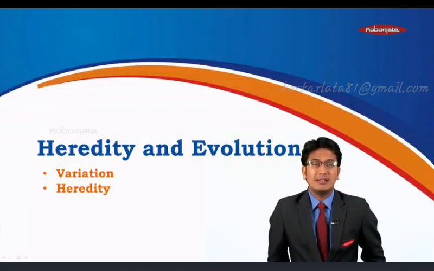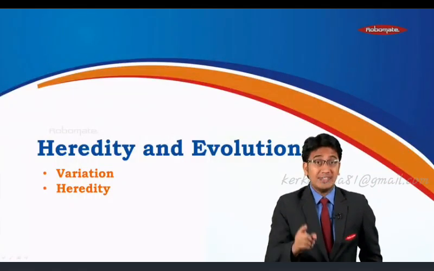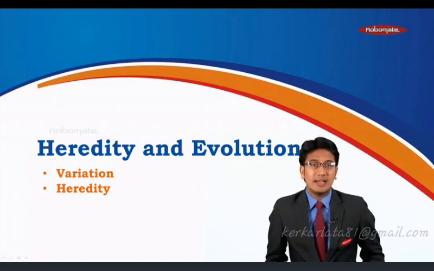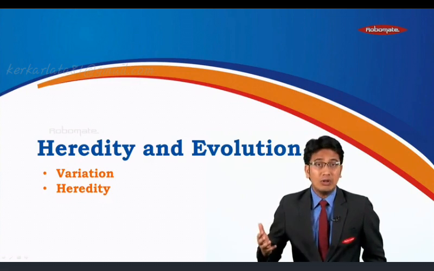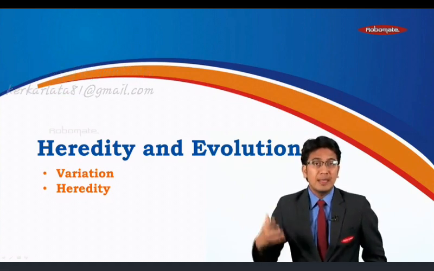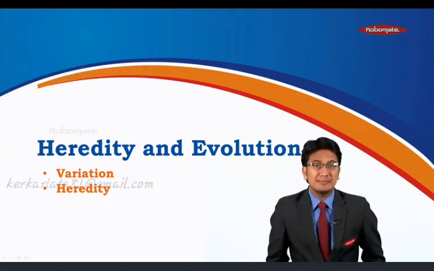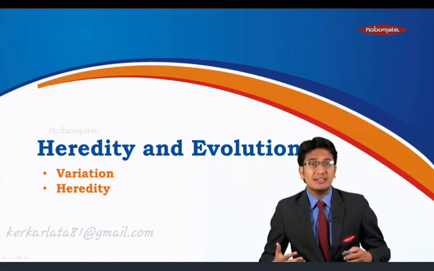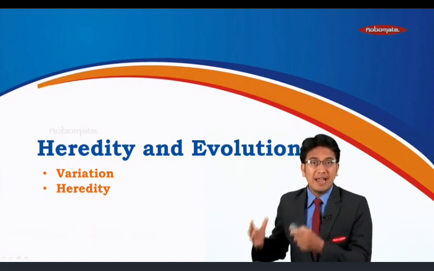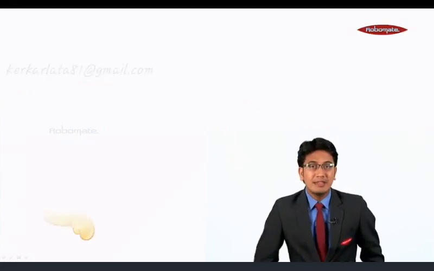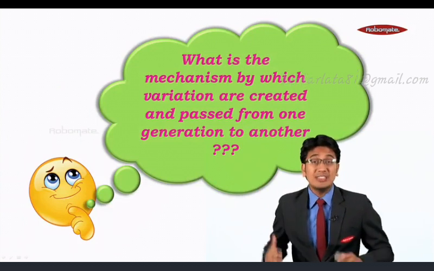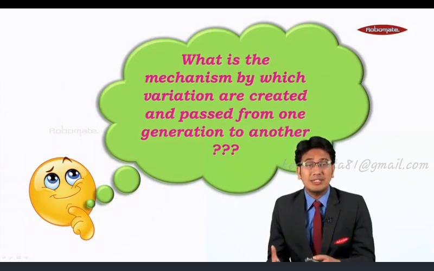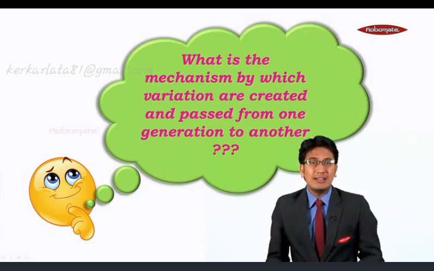So after understanding sexual and asexual reproduction, now it's time to understand variation and heredity. How these genes are transferred from one generation to another. How these differences are transferred from the parent to the offspring. So let's see what is the mechanism by which variations are created and passed from one generation to the another, from one parent to the offspring.